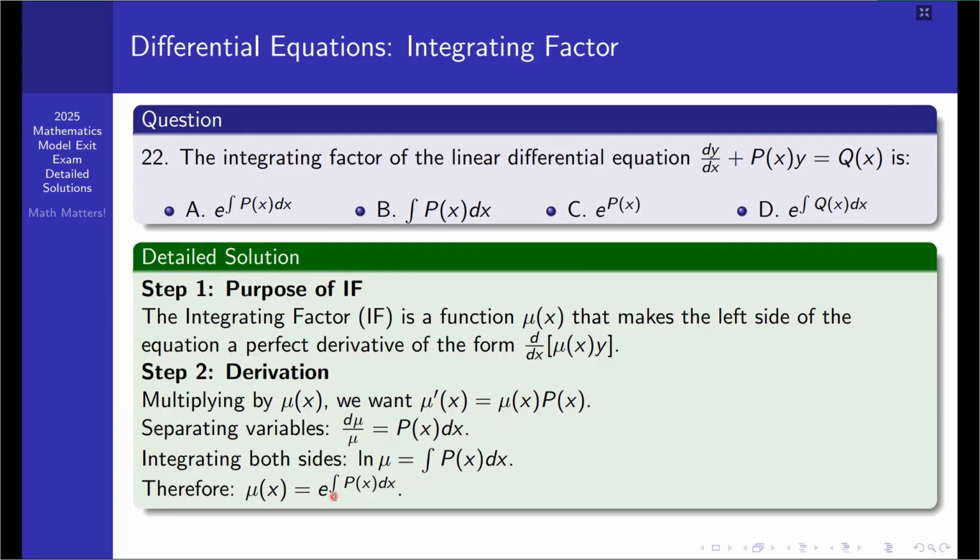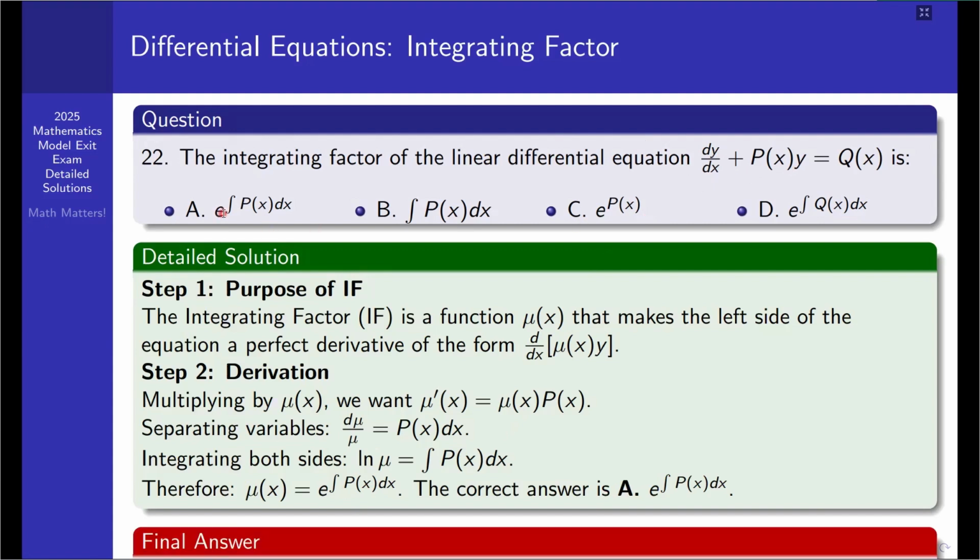so that e to the power of the integral of p of x dx is said to be the exact integrating factor for this linear differential equation. Therefore, the answer for this one is A, which is e to the power of the integral of p of x dx, the integrating factor for this linear differential equation.